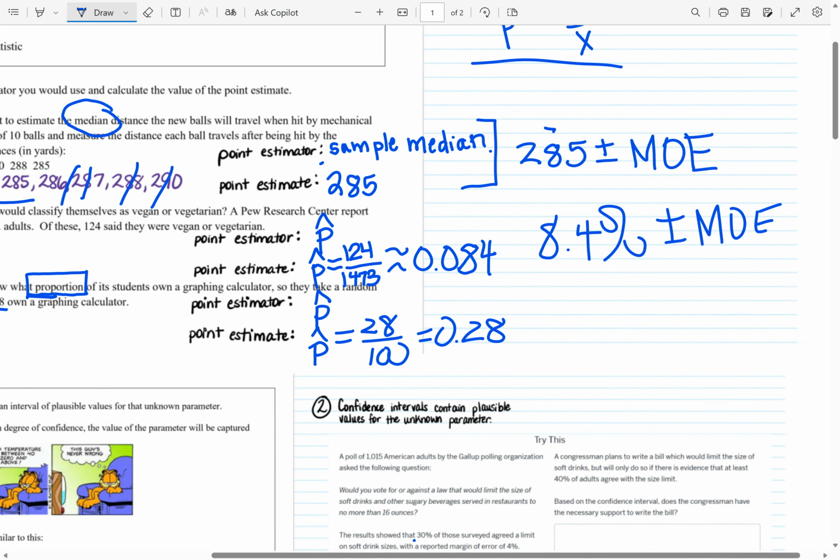And then if we wanted to estimate the true proportion of students who have a graphing calculator, we would first say, okay, well, it's probably 28% plus or minus whatever margin of error we come up with. So sometimes you'll be able to identify the point estimate by just seeing, oh, it's the first number that you add and subtract to.